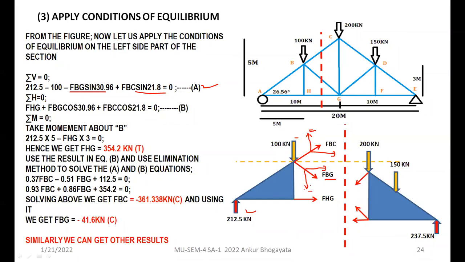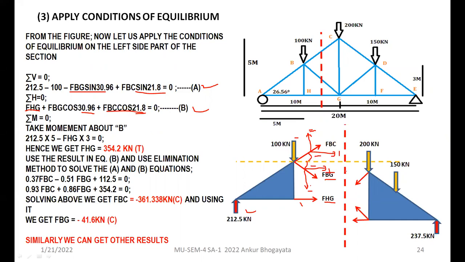Now sigma H equals to 0. How many horizontal forces we have? 1, 2, and 3. So we have 3 forces. FHG, that I have directly written, which is originally positive. FBG cos theta is also moving positive, so it is positively written. And FBC cos theta, that is also moving in positive direction. Do take care of the inclinations. Not all the inclinations are same, because this member BG is making an angle here, and this FBC is making an angle with this horizontal line. So these 2 angles are different, so that you have to calculate.